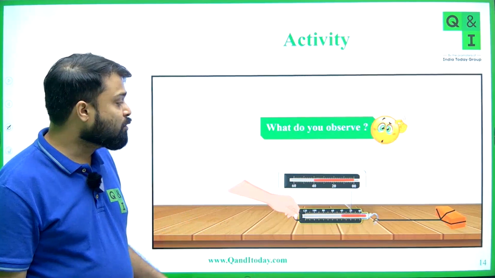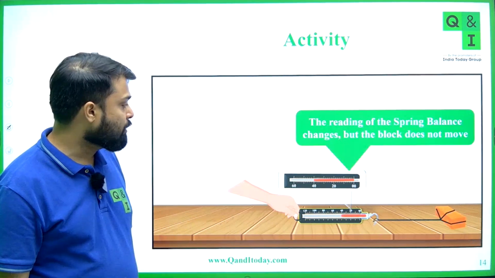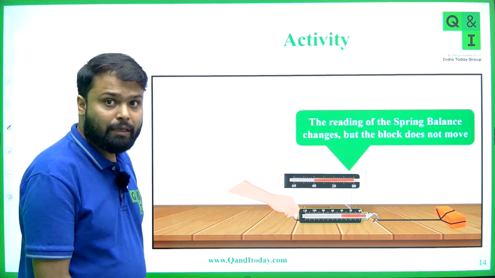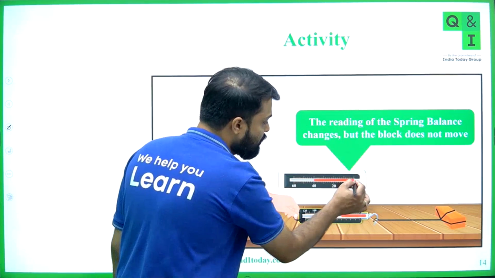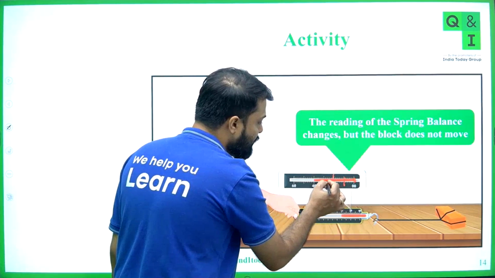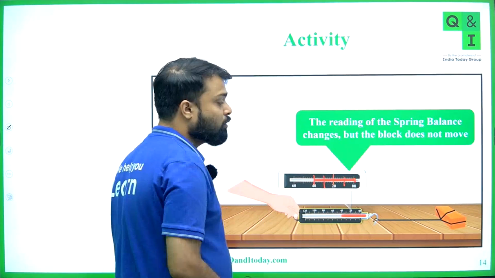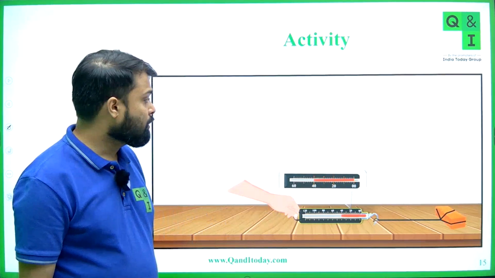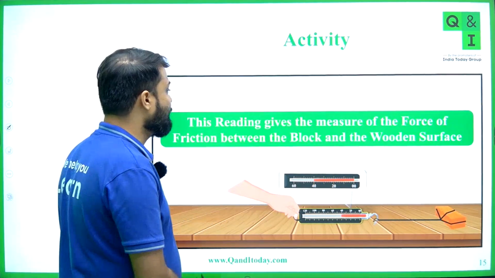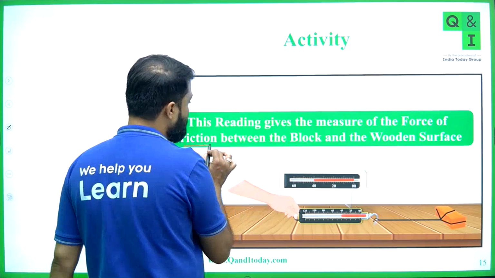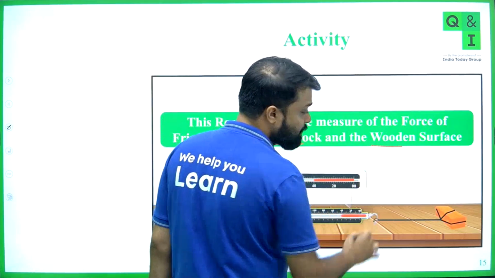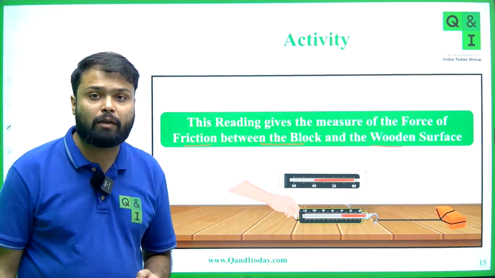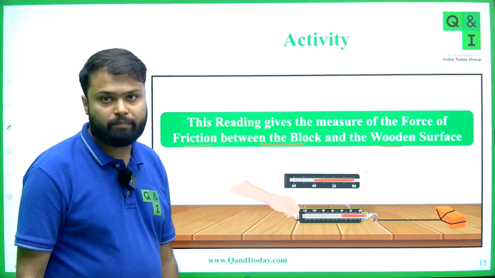But as you increase the force from 40 Newton, the reading of the spring balance changes, but the block does not move. Yes or no? Initially, the reading is 0, then it becomes 10, then 20, 30, 40. So till 40 Newton, this brick is not moving. So this reading gives the measure of the force of friction between the block and the wooden surface. Yes or no?